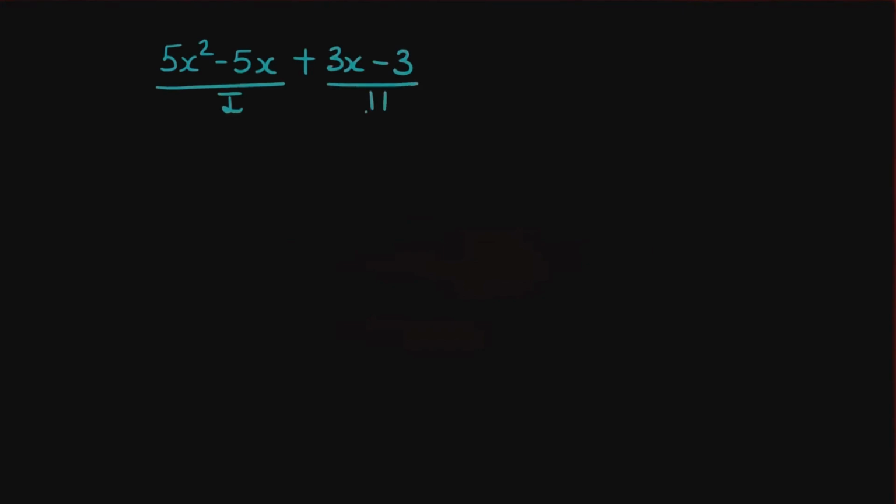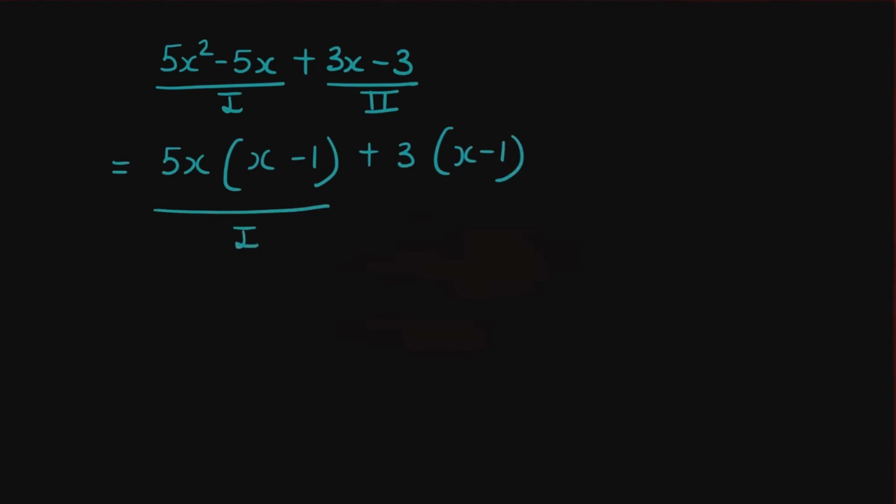First and second. From the first part, we can take 5x common, and x minus 1 will be left inside the bracket. From the second part, we can take 3 common, and x minus 1 will be left. Then again, we have to divide the equation into two parts, first and second. In the first and second part, x minus 1 is common. What will be left? 5x plus 3 will be left.